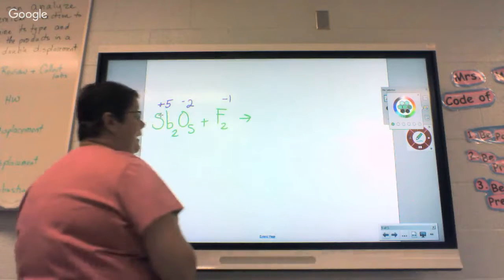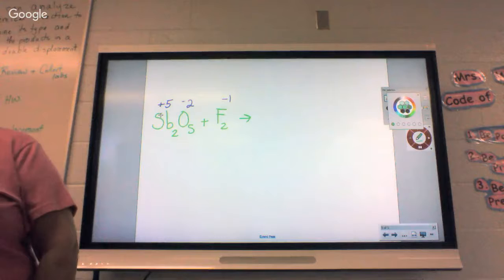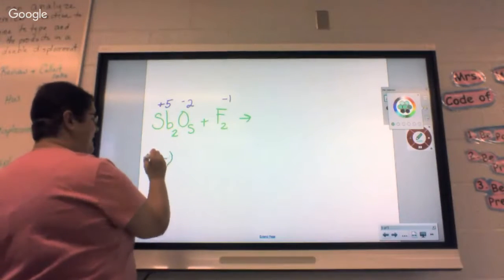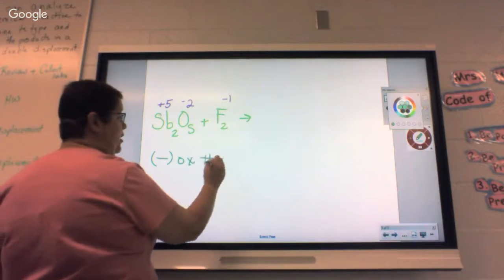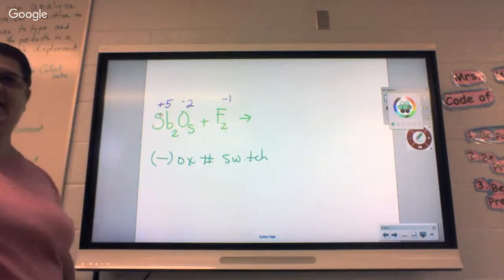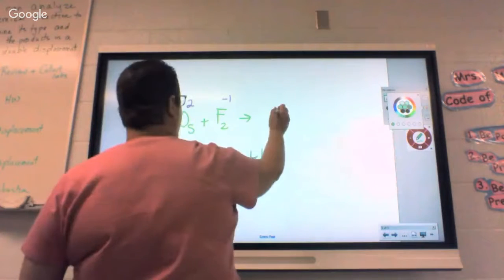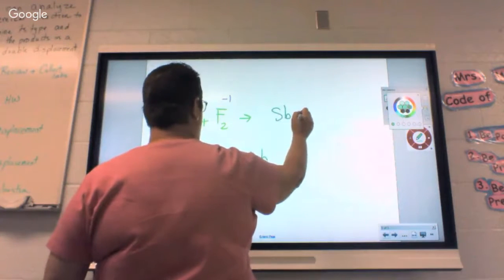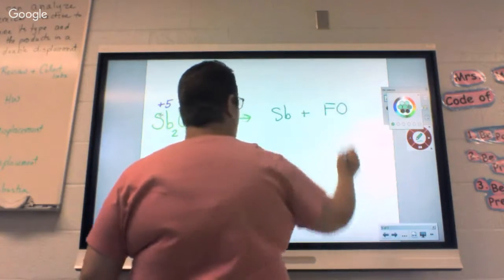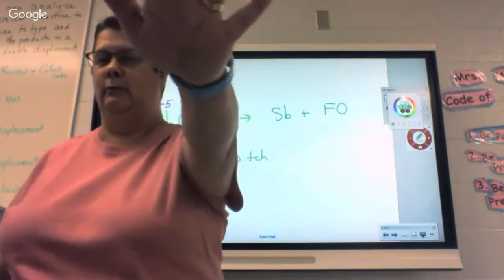Okay, so given that fluorine is -1, who is switching this time? The negative oxidation numbers switch. So tell me what I'm getting on the other side this time. Sb who? Okay, I'm going to write this for a second. Don't write it down.